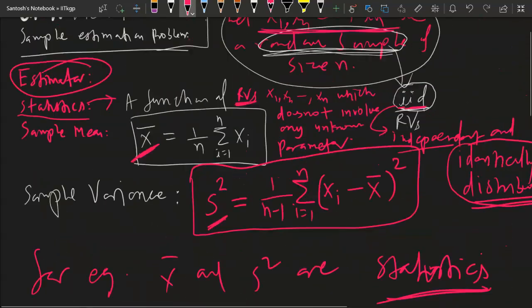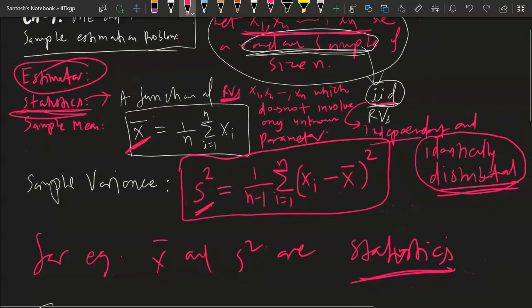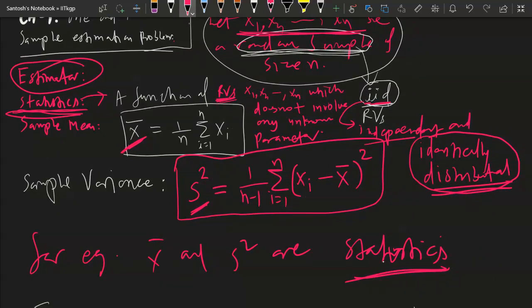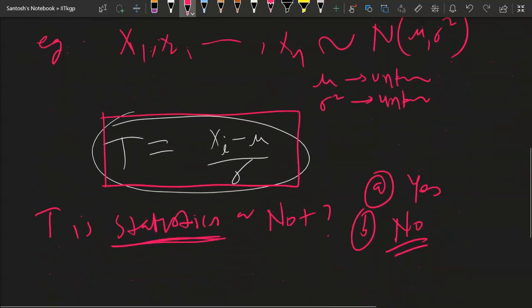Read the definition of statistic. Again, I'm saying it is not the statistics of the subject; it is the statistic in the sense of estimation. A function of random variables x1, x2, ..., xn, which does not involve, or is free from, any unknown parameter. Now read this question carefully and tell me, can we say t is a statistic? Yes or no?